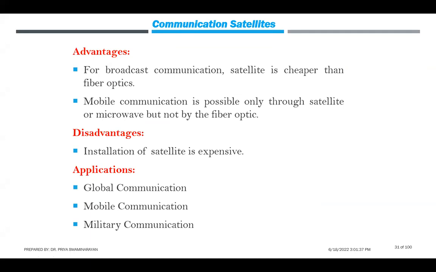So we cannot perform mobile communications by fiber optics cable. So we have to use either satellite communications or microwave communication. What is the disadvantage? Installations of satellites is very expensive. And what are the applications? So it is used for global communication, for mobile communication, even military communications, government communications. These are the various types of communications that we can perform with the help of satellite communication.